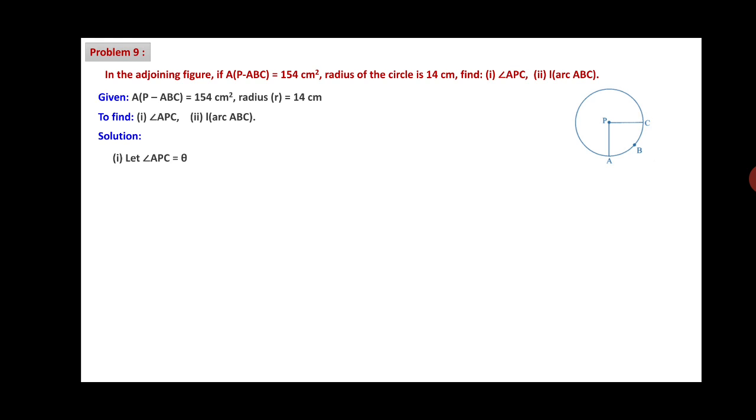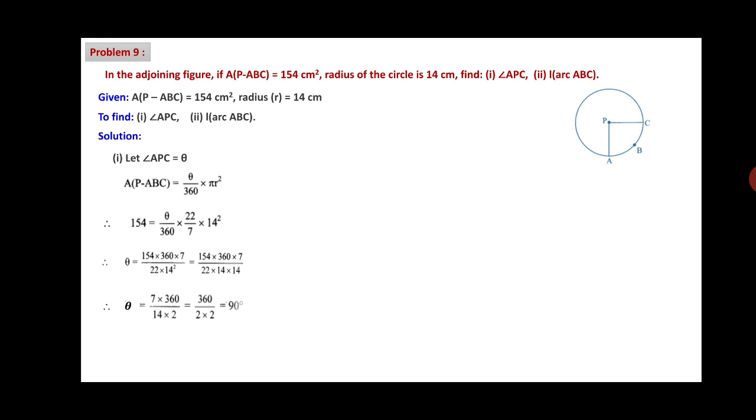We will start now with let angle APC is equal to theta. Therefore, area of the sector PABC is equal to theta upon 360 into pi r square. We will substitute the values. Therefore, 154 is equal to theta upon 360 into 22/7 into 14 square. R is 14. Therefore, theta can be written as 154 into 360 into 7 upon 22 into 14 square, which will be 154 into 360 into 7 upon 22 into 14 into 14.